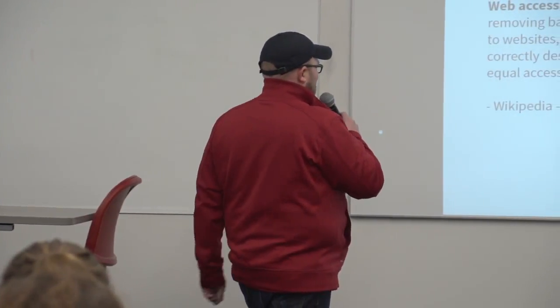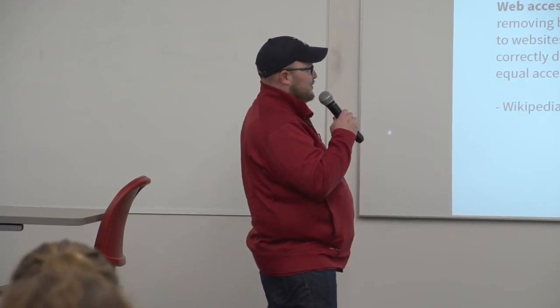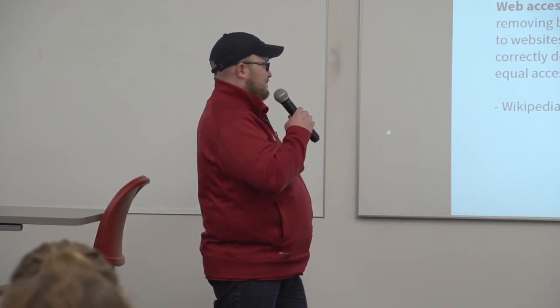And this is the same thing I posted the last workshop, which is just Wikipedia's top paragraph on web accessibility, which I think I'm going to probably post every single time. Web accessibility refers to the inclusive practice of removing barriers that prevent interaction with or access to websites by people with disabilities. When sites are correctly designed, developed, and edited, all users have equal access to information and functionality.